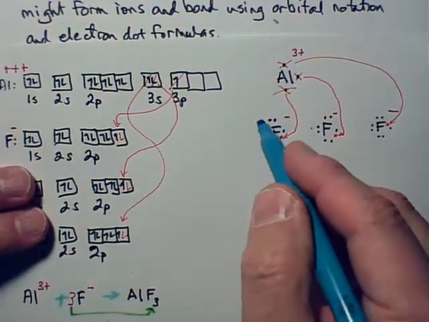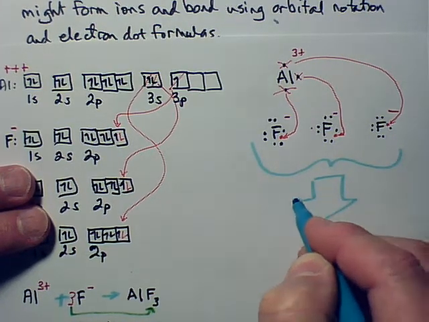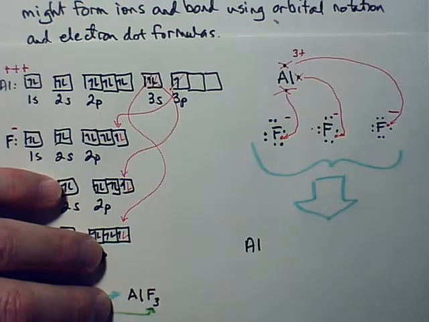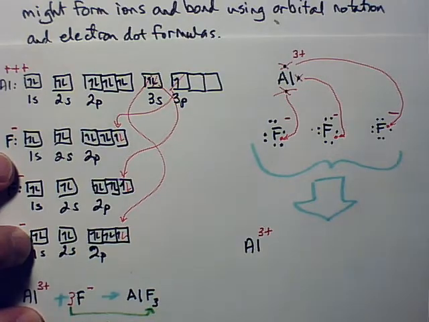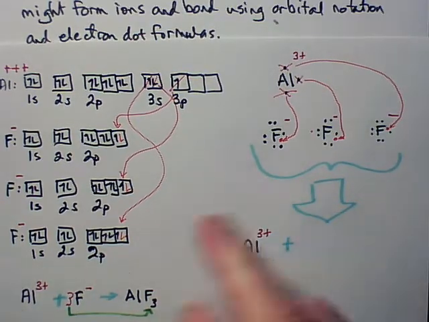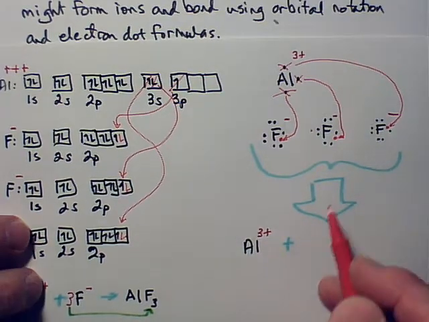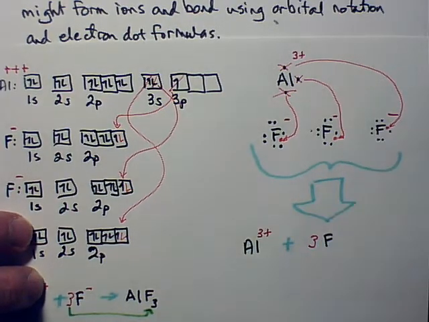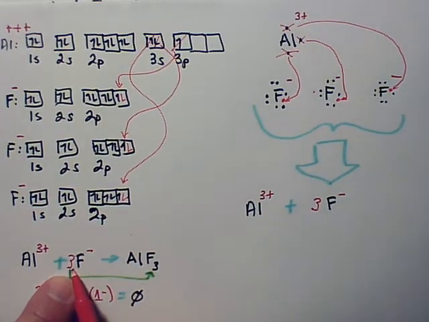And now that I've gotten all that done, I want to take and make or show what results from it. Okay? So I've got one aluminum with a 3+ charge. I've got 1, 2, 3 fluorines. And each fluorine has a negative charge because I've added one electron to it. And I'm at the same place I was over here when I got to this point.